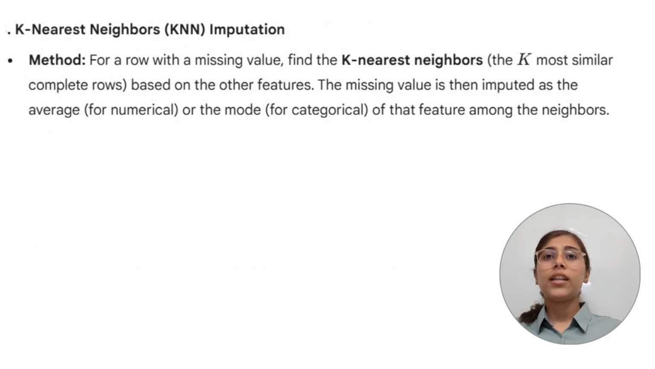Now, K nearest neighbor, which is KNN imputation method. For a row with a missing value, find the K nearest neighbors, the K most similar complete rows based on other features. The missing value is then imputed as the average for numerical or the mode for categorical data of that feature among the neighbors. So hence these are the three common approaches used for handling missing values in data science.